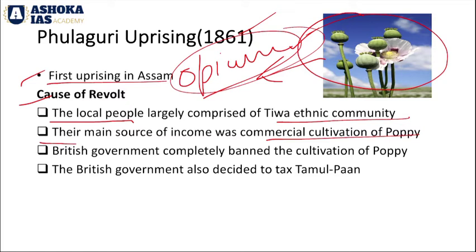In the 1860s, the British government decided to completely ban the cultivation of poppy. So this was a direct threat to the livelihood of the Tiwa people. In addition to that, the British government also decided to tax Tamul Pan. From now onwards, they would take taxes upon Tamul Pan. And this hurt the cultural sentiments of the people, because Tamul Pan is an integral part of Assamese culture. So how will the people react?